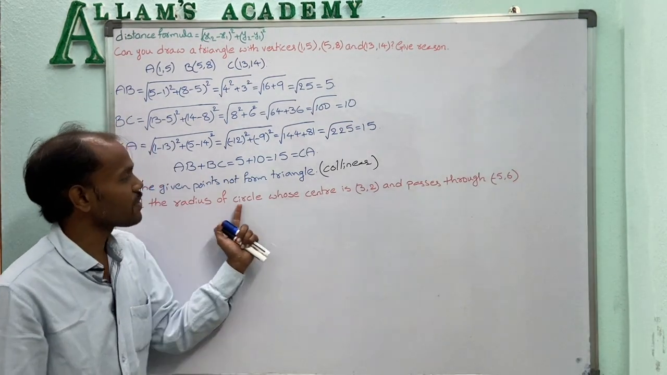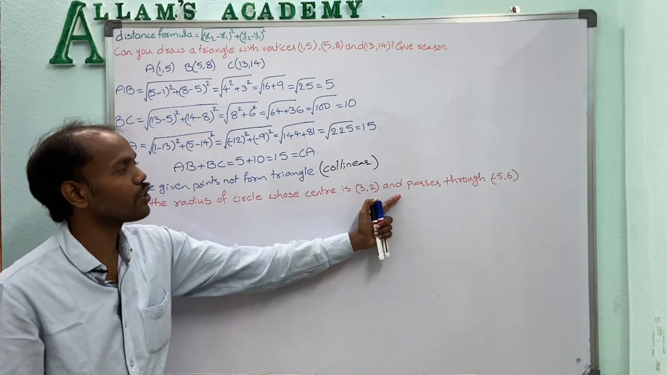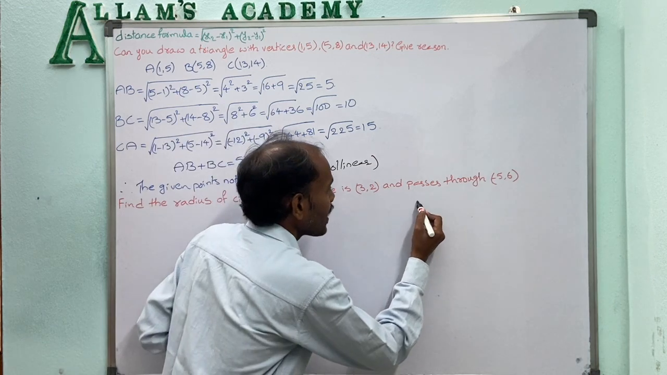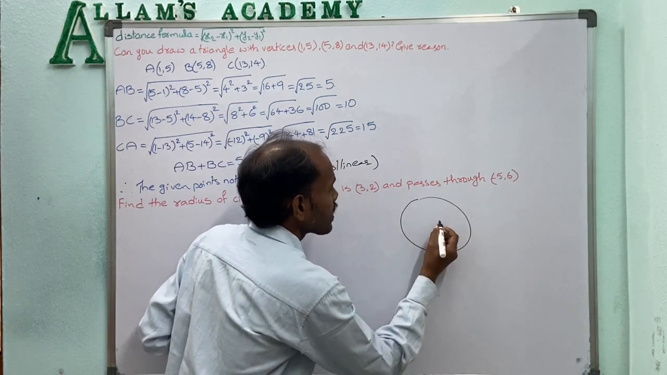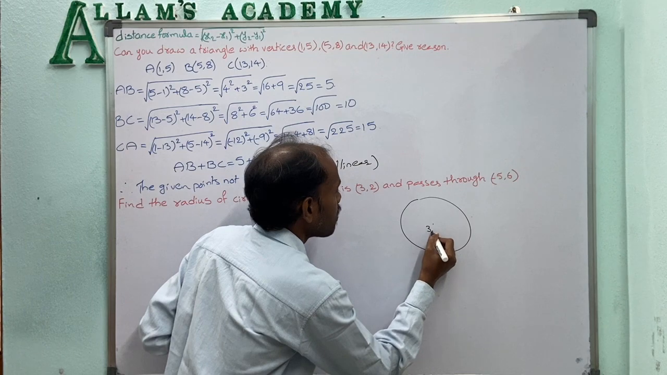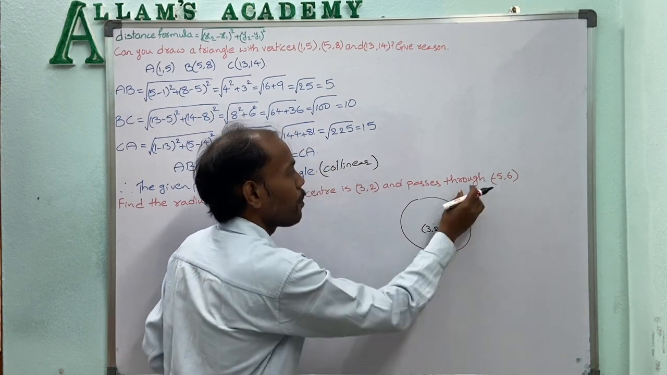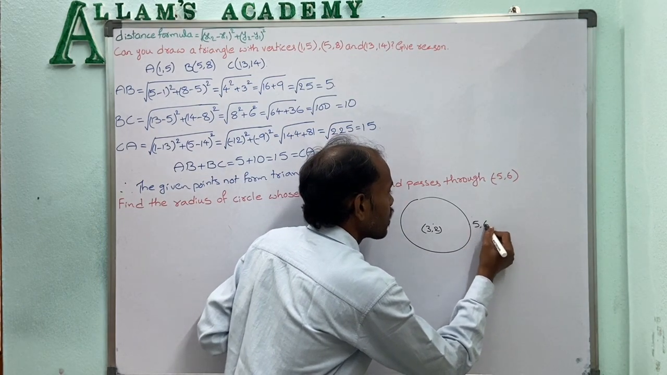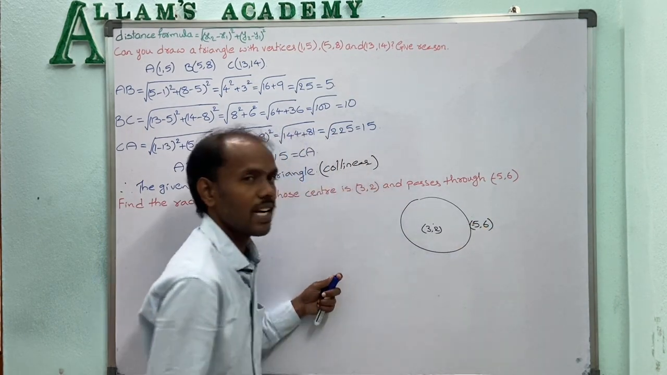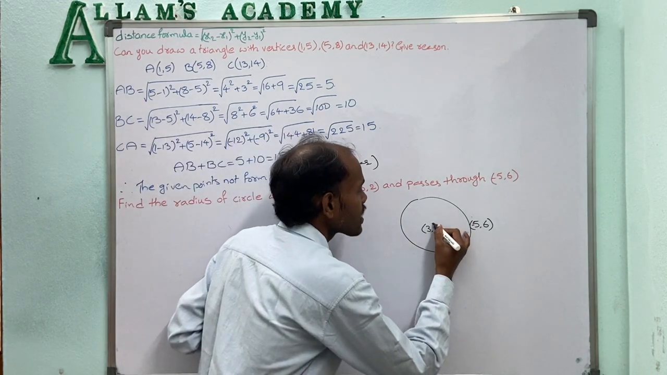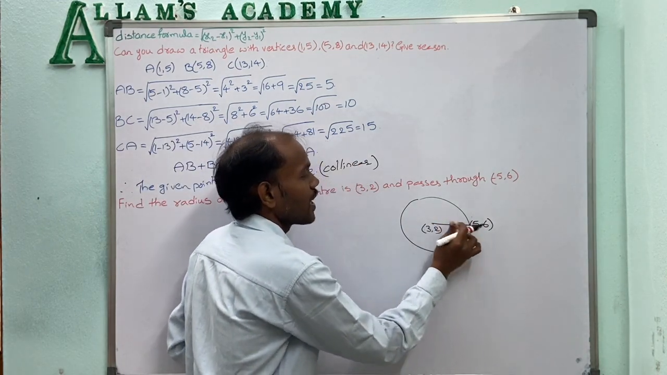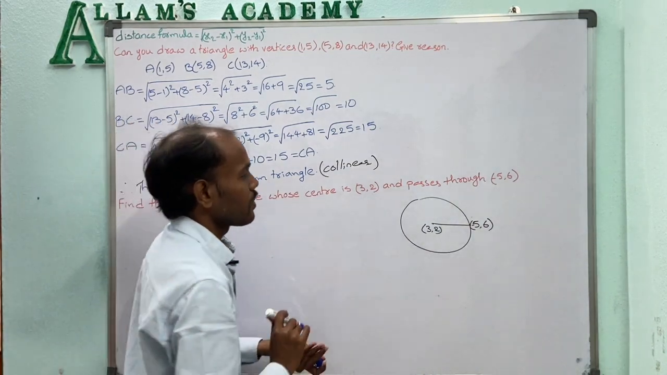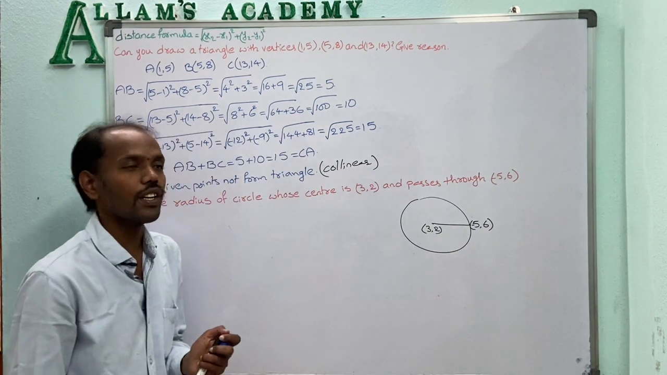Find the radius of the circle whose center is 3, 2 and passes through minus 5, 6. So here a circle is taken, that circle center is 3, 2 and a point minus 5, 6 is given, that the circle passes through. Now find the radius of the circle. So the radius of the circle is nothing but the distance between these 2 points.